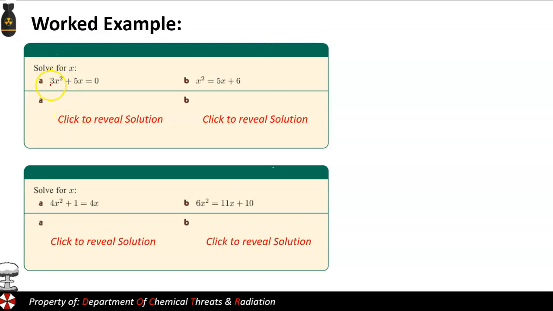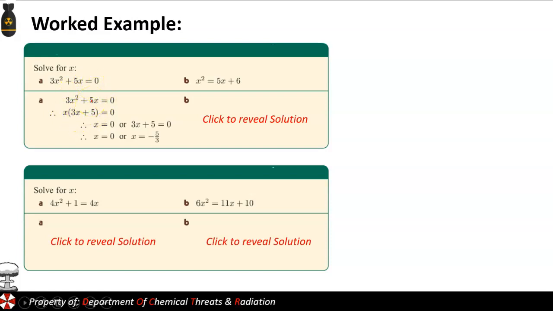So let's start with A. We've got 3x squared plus 5x equals 0. Let's see how they've done it. So what have they done? They've pulled out an x. So we said there is a common factor here. So this is the first step. The common factor is x. 3 and 5 don't have a common factor. So you pull out x, you're left with 3x plus 5. And you double check, x times 3x is 3x squared, x times 5 is 5x, great.